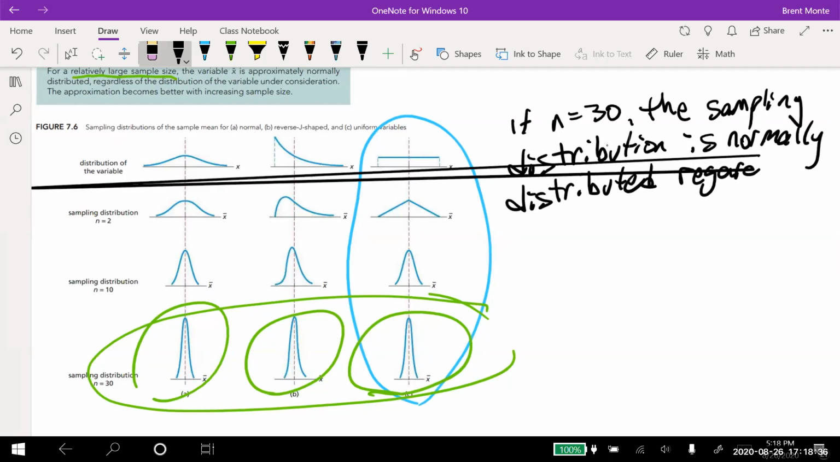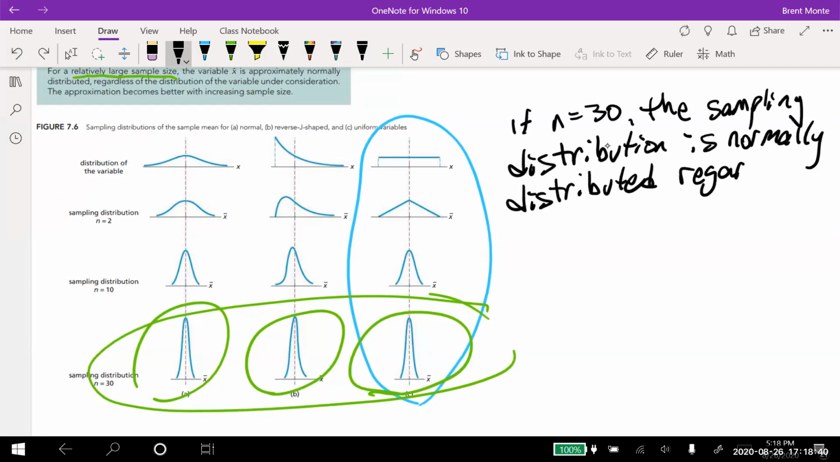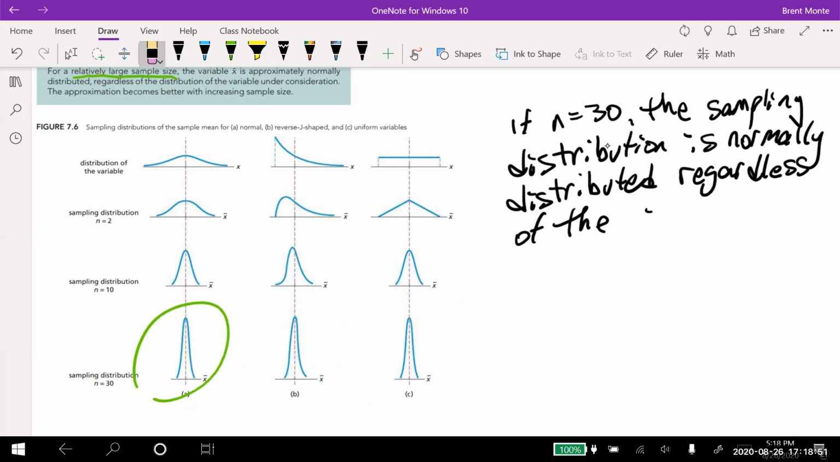Uh-oh, that didn't look good. Where's my undo button? Regardless of the, we'll say the population's distribution. I'm going to erase this all while I'm here too.